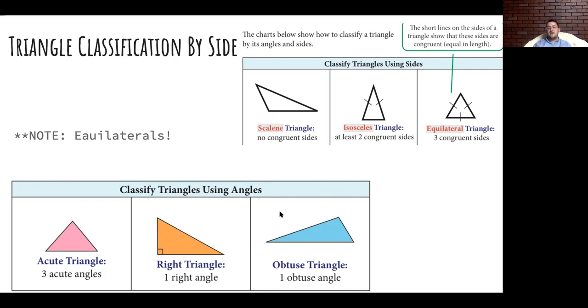And then we also classify our triangles using angles as well. So that's looking at what your largest angle is in the triangle. So if my largest angle is a right angle, we have a right triangle. Note, and I made a little typo here, but equilaterals are equiangular as well. And they are acute.